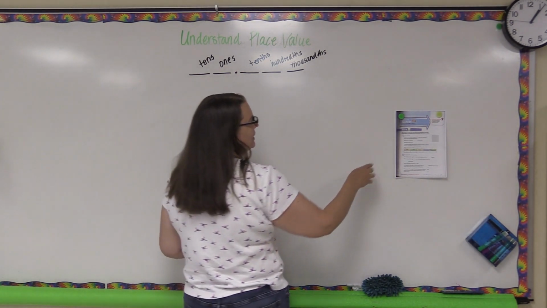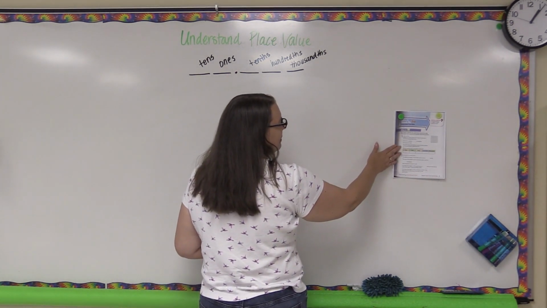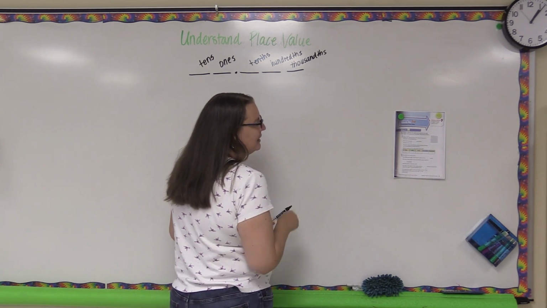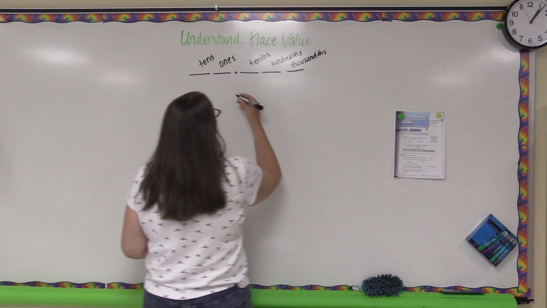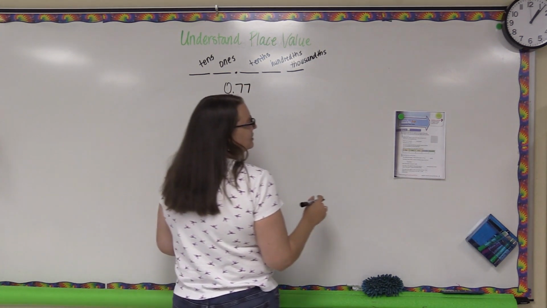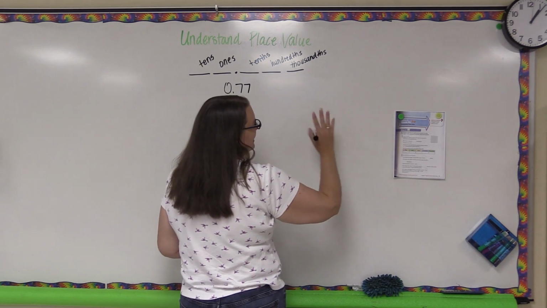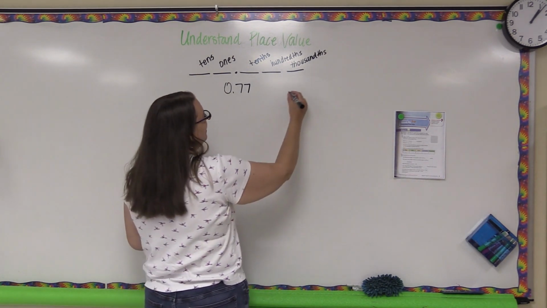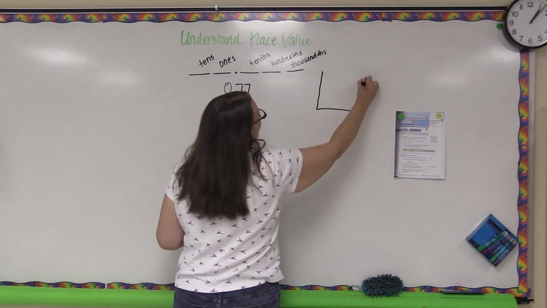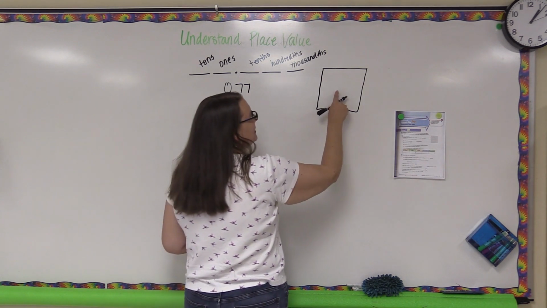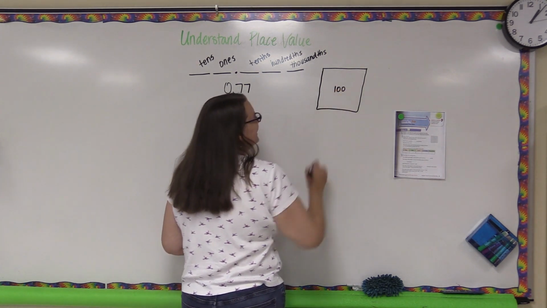So for the first one, they want us to use models to describe the relationship between the value of the digits in this problem. The first one they're asking us to look at is 77 hundredths. So what they've got over on the right-hand side is one of the flat blocks from base 10. And if you guys will remember, we always kind of drew them like this. I'm not going to put in all 100 little squares because that'll take a while. But you know that there are 100 little pieces on here.